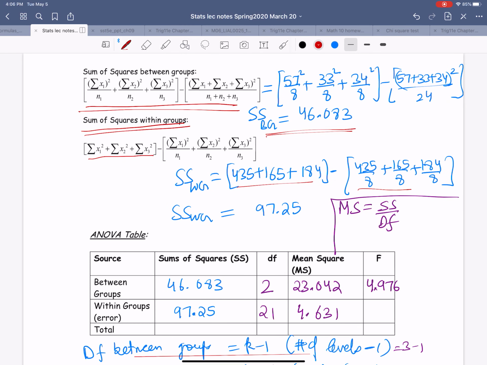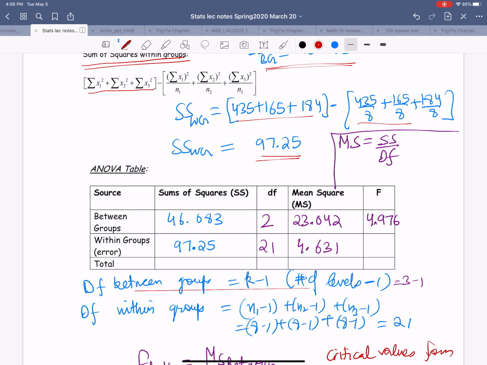And we figure out the sum of squares within groups is this. We also need degrees of freedom. Degrees of freedom between groups is number of levels minus 1. So that would be, we have 3 levels, placebo group, Prozac, and Paxil. So that would be 3 minus 1, which is 2.